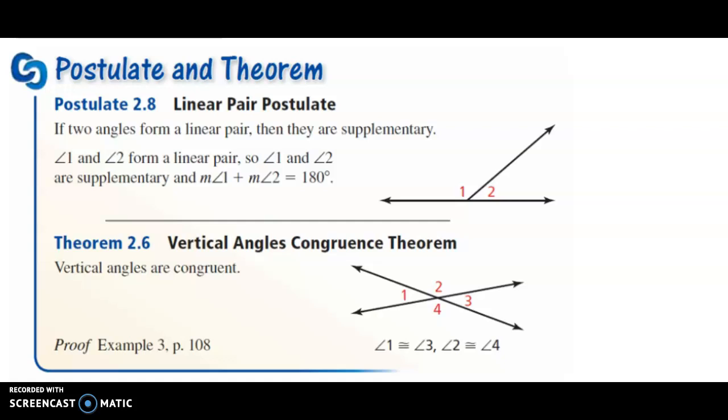Okay, so the linear pair postulate. And we've already discussed this before, now we just have a name for it. So the linear pair postulate tells us if two angles form a linear pair, then they are supplementary. Well, we learned this in chapter 1. Two angles that form a linear pair, yeah, they form a line, so they're supplementary. Okay, and then the vertical angles congruence theorem, this is going to be one of your best friends. Vertical angles are congruent, always. So that means angle 1 is always congruent to angle 3, and angle 2 is always congruent to angle 4.